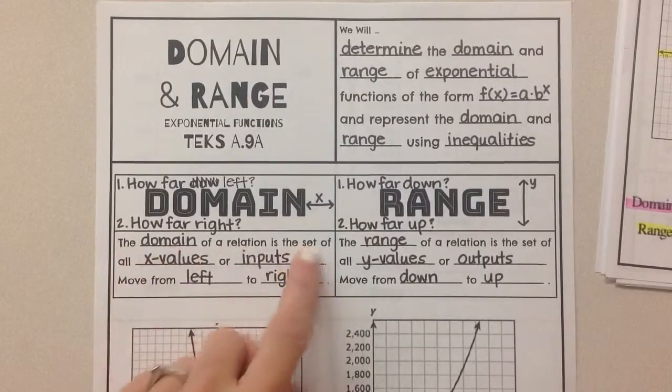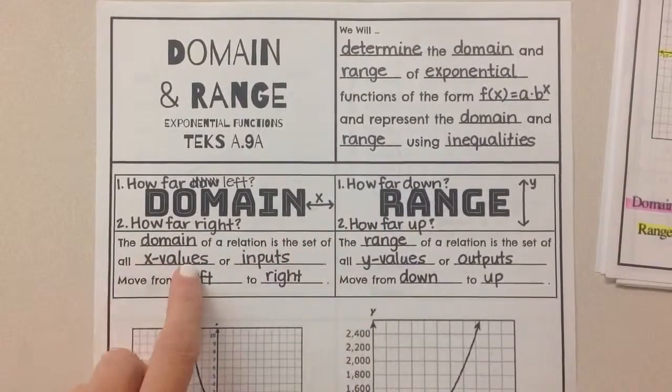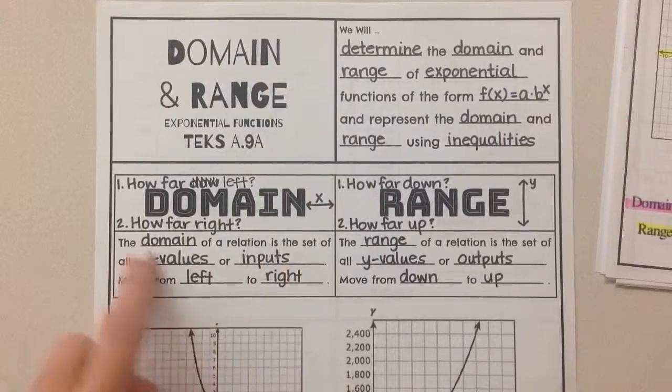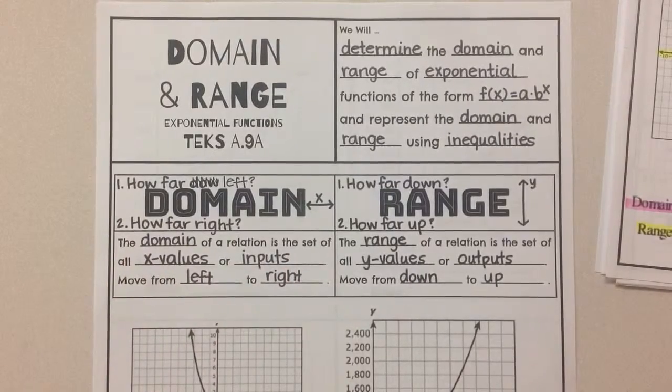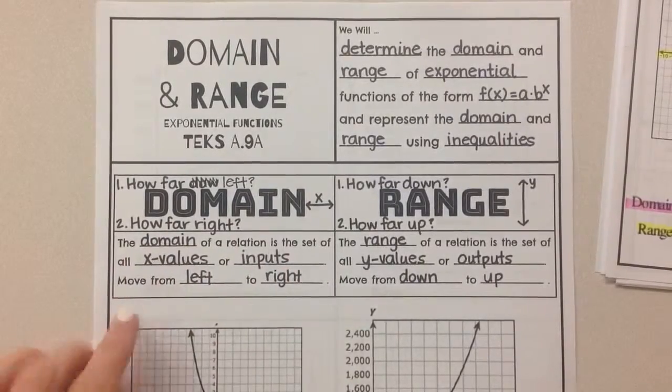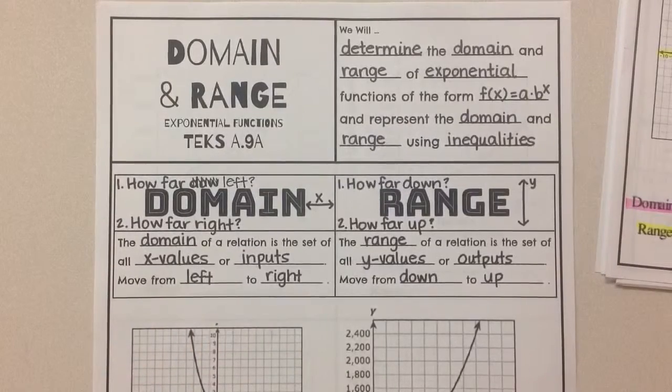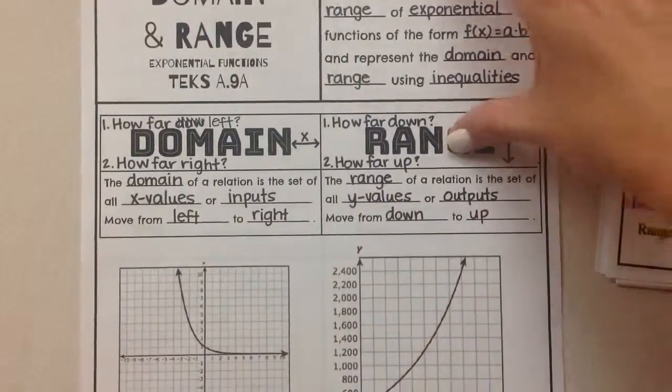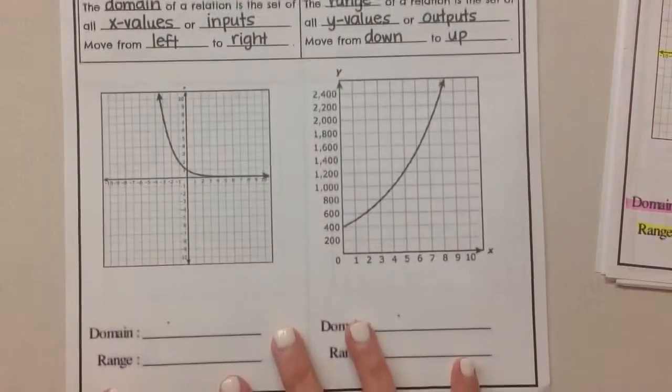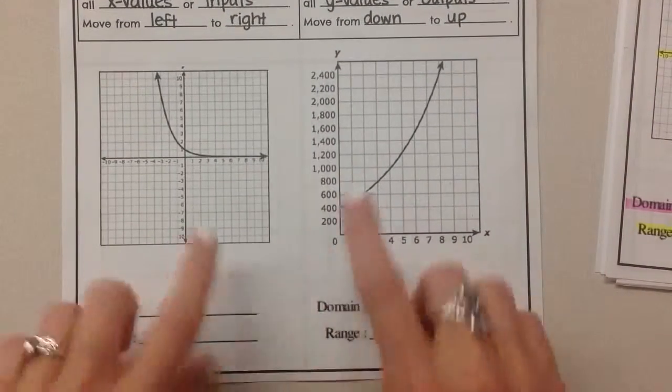So the domain of a relation is the set, meaning there's more than one, of all x values or inputs. Okay, so domain, inputs, x values, those are all words for the same thing. And we're going to move from left to right, again, because the x-axis moves in a left to right direction. So we're going to look at the first graph here at the bottom. We're going to look at these graphs, and we're going to find the domain of both.